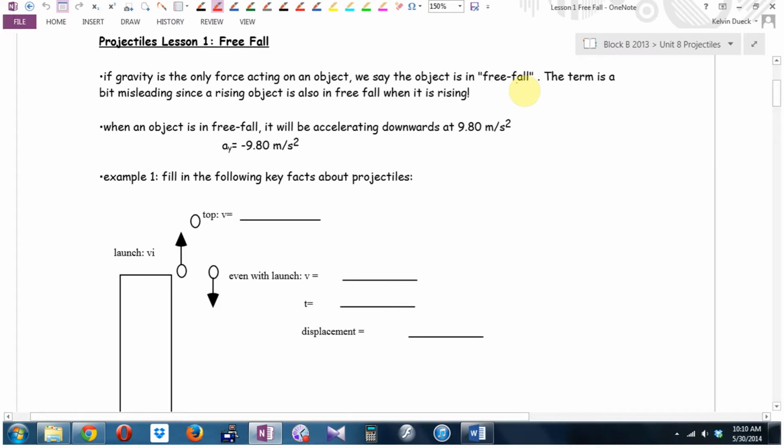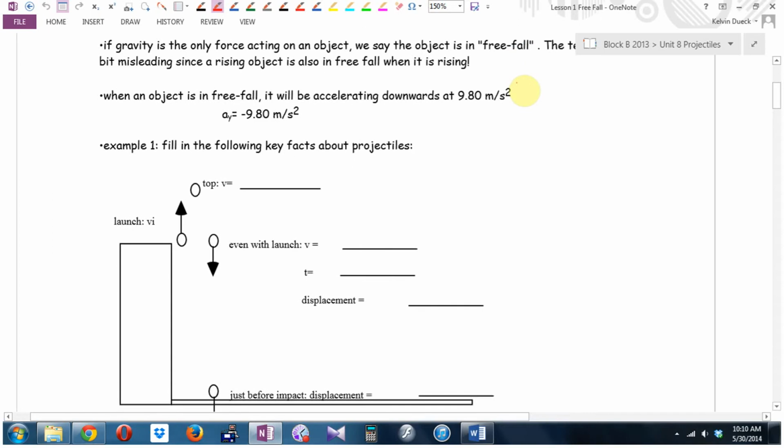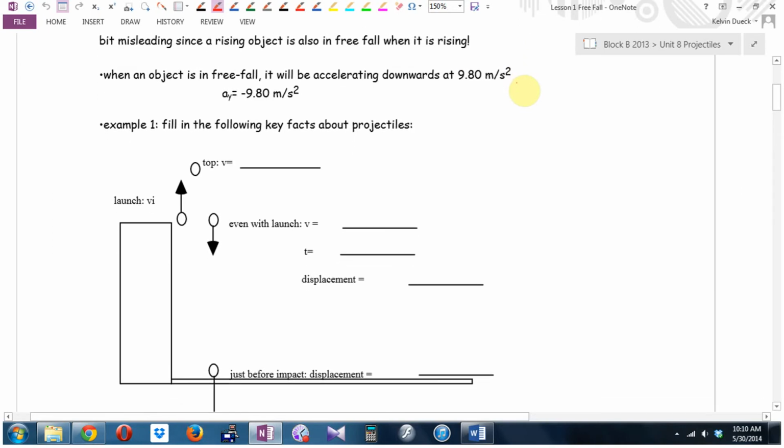That's a bit counterintuitive. When an object is in free fall, it'll be accelerating downwards at 9.8 meters per second squared, or to show the downwards, negative. And when I start to do this unit, because we're going to have stuff moving both up and down and left and right, I'll often call the vertical a_y. I'll call the horizontal a_x. I'll call v_x and v_y. Oh, did I introduce some of that last unit?